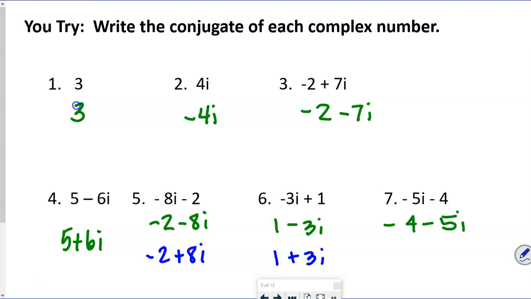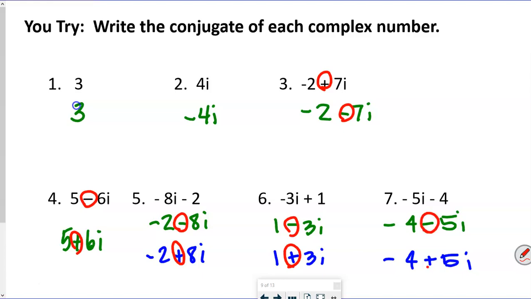Then I'm only changing the sign of the imaginary part. So hopefully you guys notice, again, I changed this, changed this, changed this, and this, and this, okay? Only changing the sign of the imaginary part.